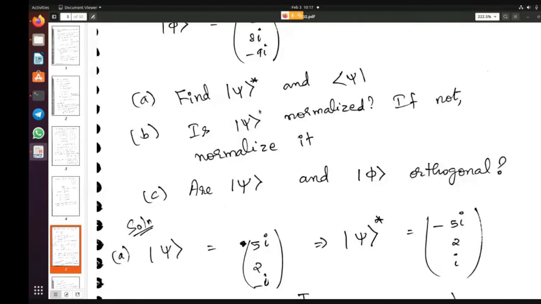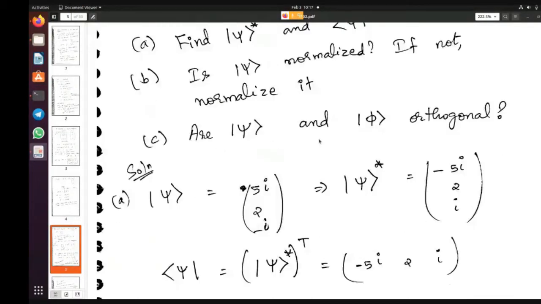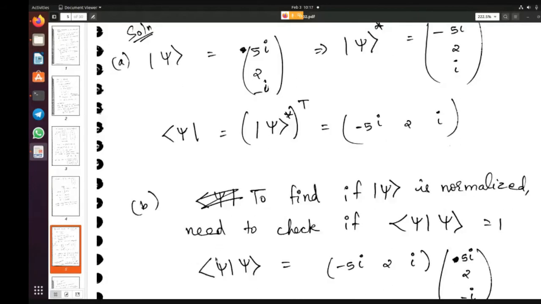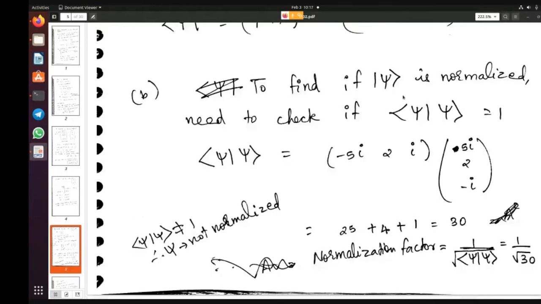Then they want us to check if psi is normalized, and if not, we need to normalize it. How will you check whether psi is normalized? You have to take the scalar product, bra psi multiplied with the ket psi. That is simple, you just do the matrix multiplication, multiplying the row vector with the column vector. You are going to get 30. You can work out this multiplication for yourself when you read it again.